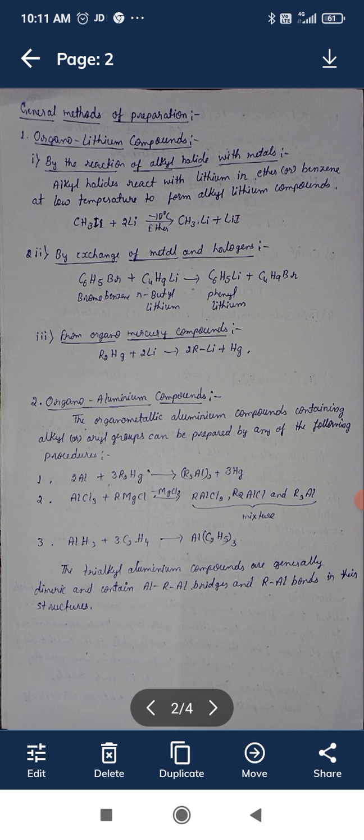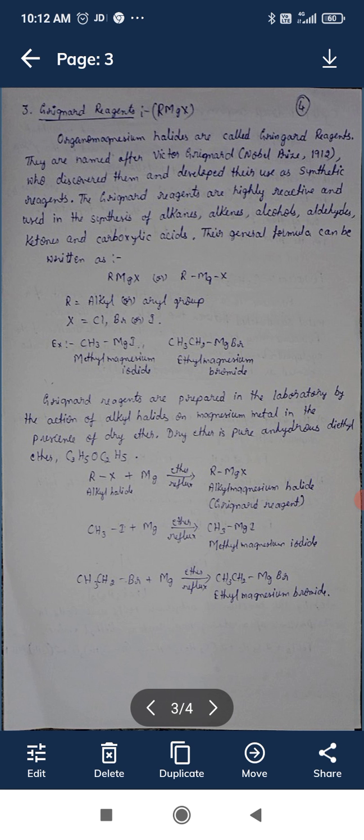Aluminum chloride when made to react with RMgCl gives a mixture of organoaluminum compounds RAlCl2, R2AlCl and R3Al. Aluminum hydride is made to react with ethene, and you get an organoaluminum compound. Trialkyl aluminum compounds are generally dimeric and contain Al-R-Al bridges in their structures. So this is the preparation of organolithium and organoaluminum compounds.